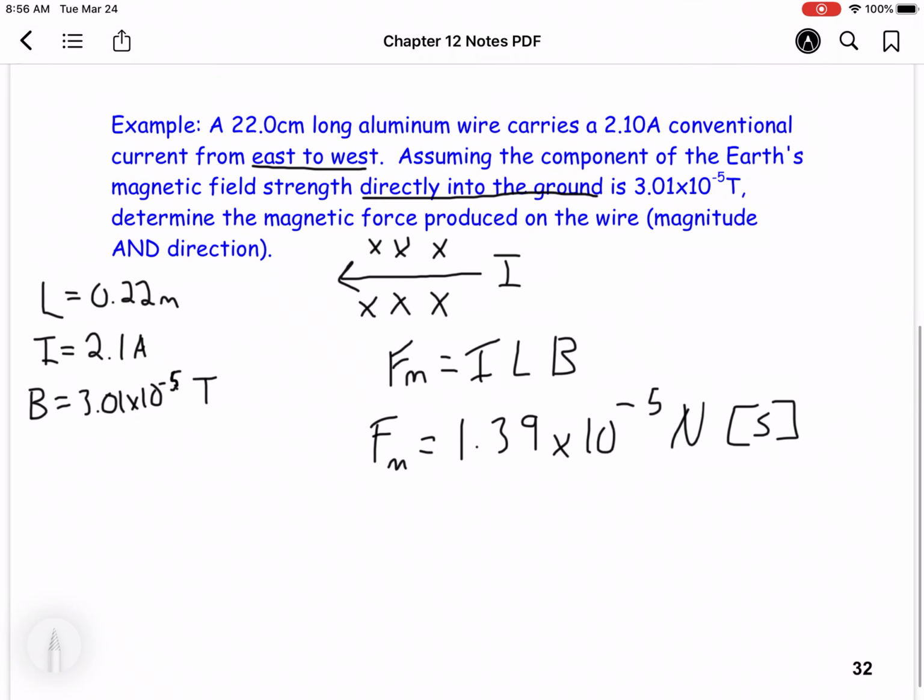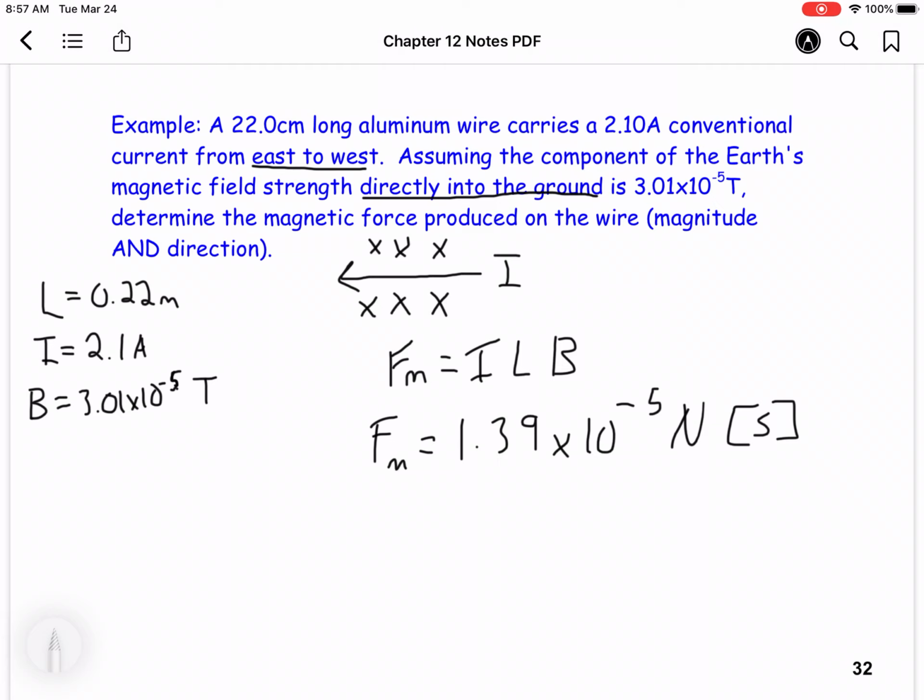An example we can do here is a 22 centimeter long aluminum wire, so that's my length, that carries a 2.1 amp current, so that's my current, from east to west, so I wrote that here. This is east to west. And assuming the component of the Earth's magnetic field strength directly to the ground, so it's going into the page, that's our magnetic field going into the page, is 3.01 times 10⁻⁵ tesla, and we have to figure out the magnetic force produced on the wire.